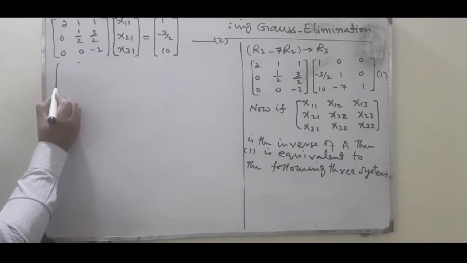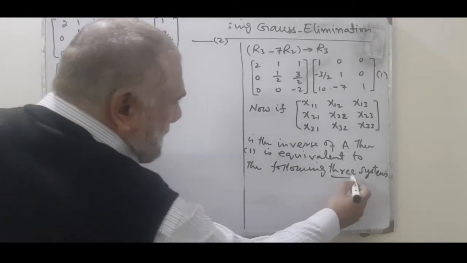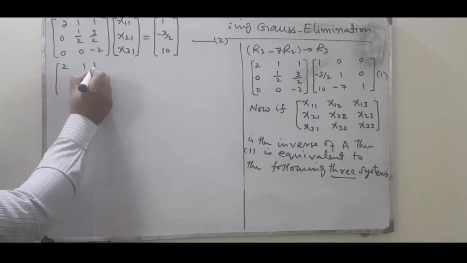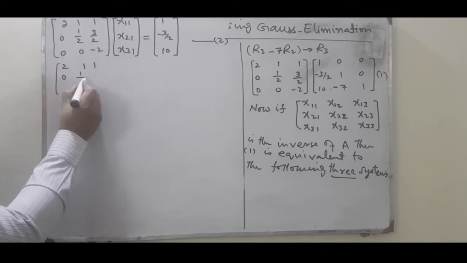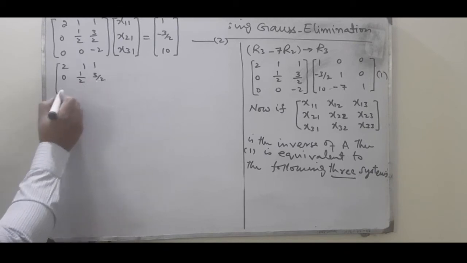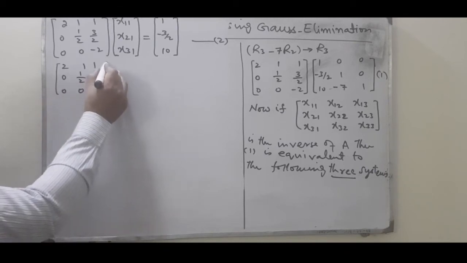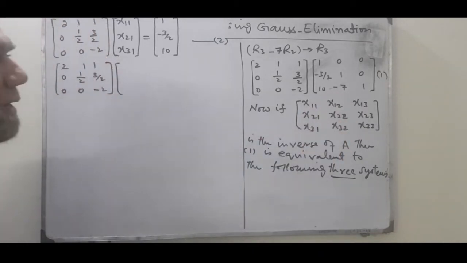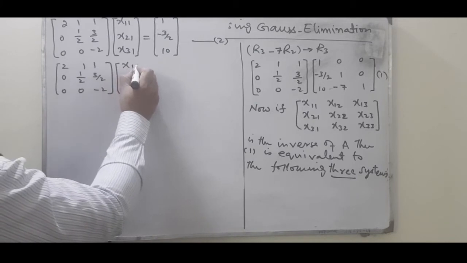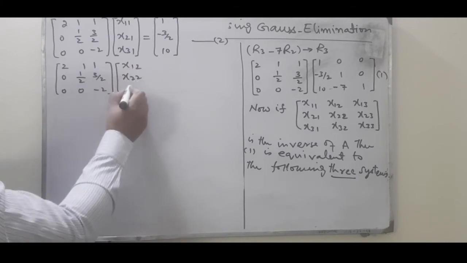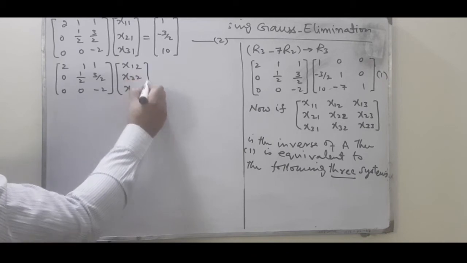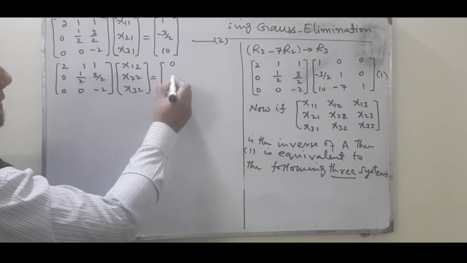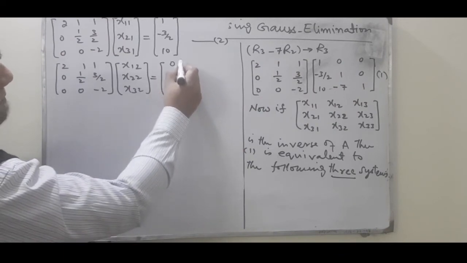Now once again, we are taking the 3 systems here. So this is your first system of equation. Now we take the second system, 2, 1, 1, the same matrix, 0, 1 by 2, 3 by 2, 0, 0, minus 2. Along with this, now we have to take the second column of the unknown inverse matrix, x12, x22, and x32. And on the right side, the second column of the identity matrix, 0, 1, and 0.